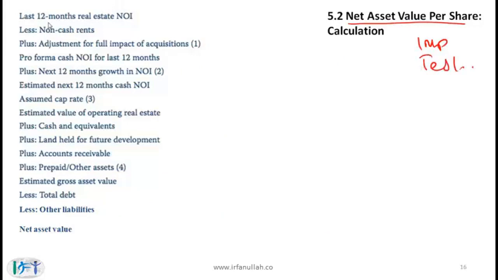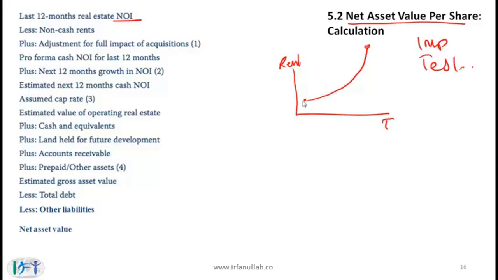So the starting point is the last 12 months real estate net operating income. We then reduce non-cash rents. Now the idea here is to remove the impact of straight lining. Let's just understand what this concept of straight lining means. Lots of real estate leases are long term, and you have a situation where rents might be increasing by 3%. So in a 10-year lease, the lease term might be that rents will increase at 3% per year. So if we look at rents on the y-axis, rent per year, and the time on the x-axis, given an exponential increase, rents will go up roughly like this.